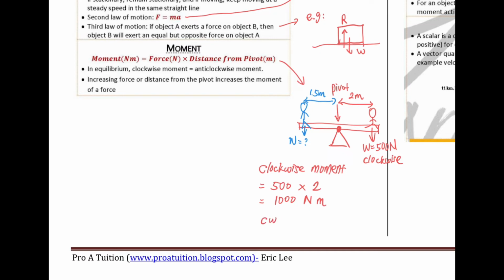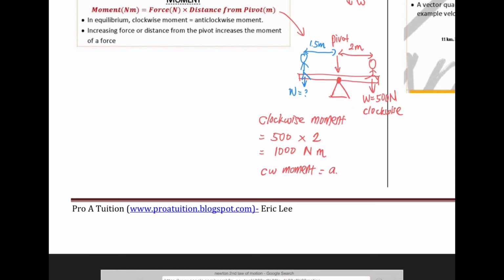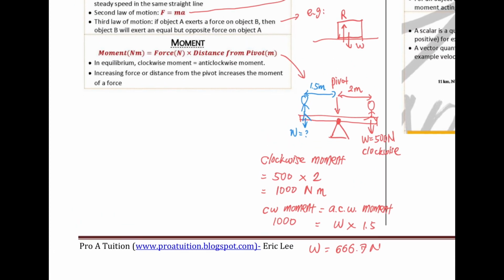So clockwise moment equals anti-clockwise moment. Clockwise moment is 1000, anti-clockwise moment is force multiplied by distance, and then you can count the W by dividing 1000 by 1.5, then you get 666.7 Newton. So you will get the weight of the boy, based on the concept of equilibrium.